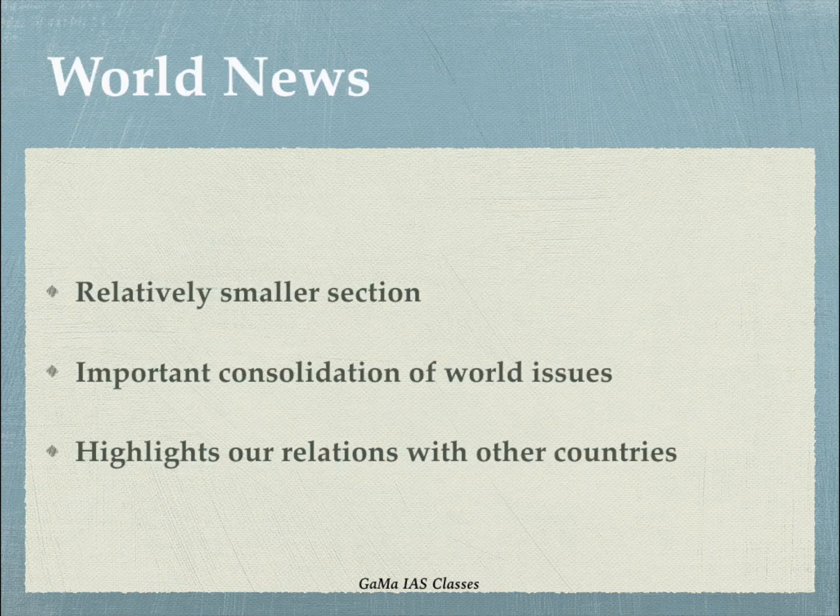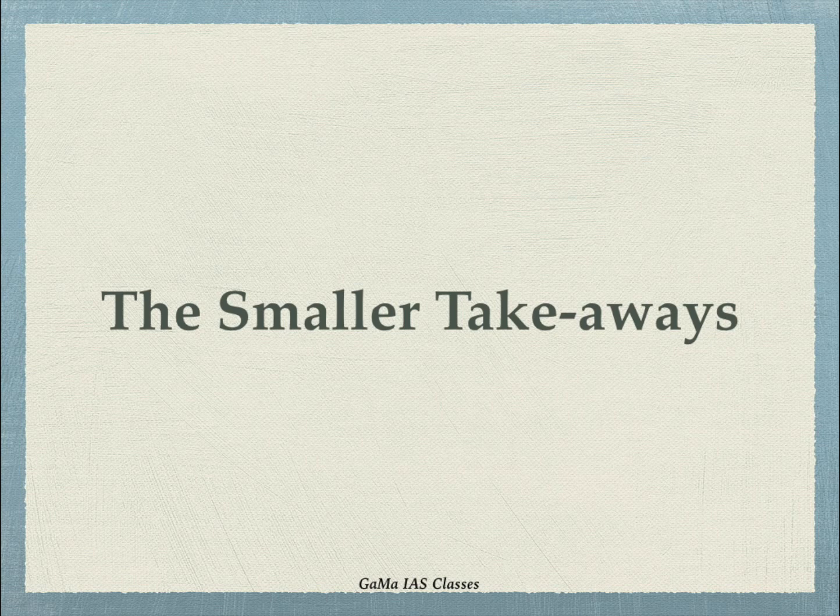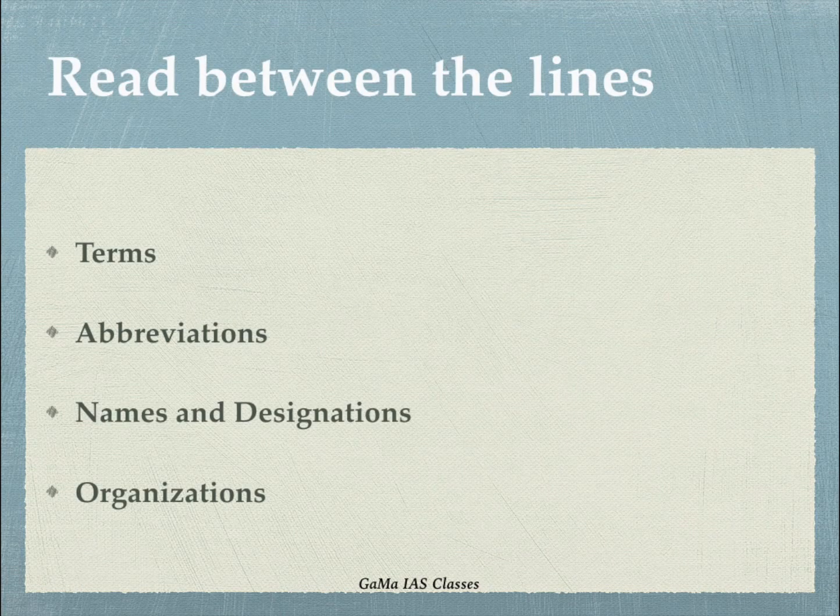Another important section is the world news. It is relatively a smaller section, but it is important consolidation of world issues. It also highlights our relationships with other countries. While reading an article, you might find that it is not important, but then you can always take away a smaller detail. You must learn to read between the lines. There can be some terms, abbreviations, names and designations, or organizations which you can always note from a larger news. Although the entire news might not be important, these smaller takeaways can help you.